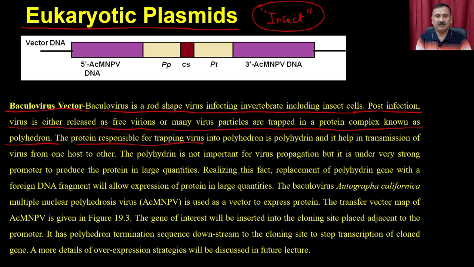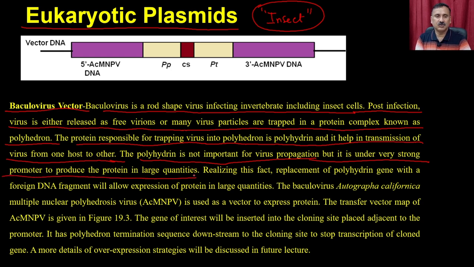The protein responsible for trapping the virus into polyhedron is polyhedrin, and it helps in the transmission of the virus from one host to another. The polyhedrin is not important for virus propagation, but it is under a very strong promoter to produce the protein in large quantity. Realizing this fact, the replacement of the polyhedrin gene with a foreign DNA fragment will allow the expression of the protein in large quantities.